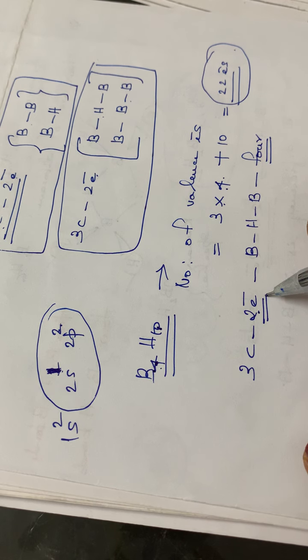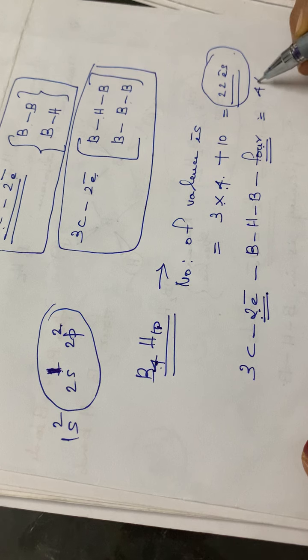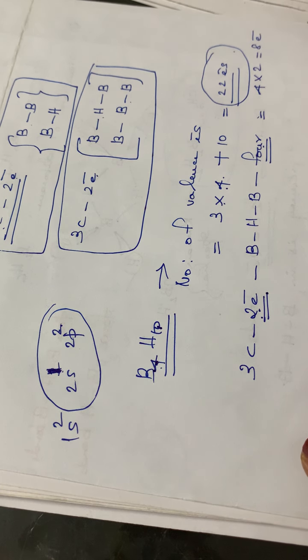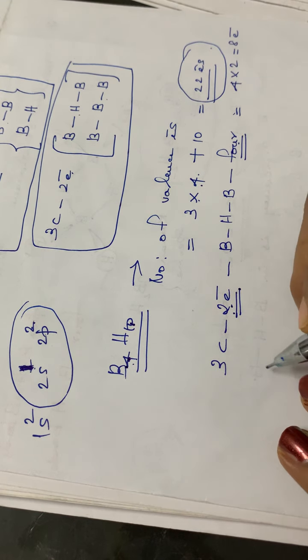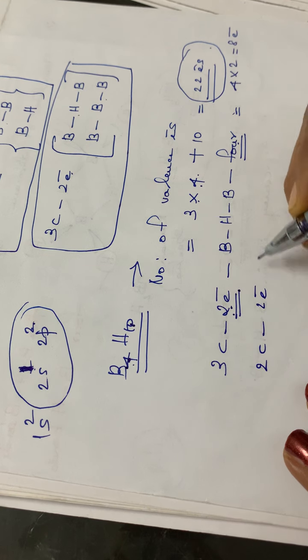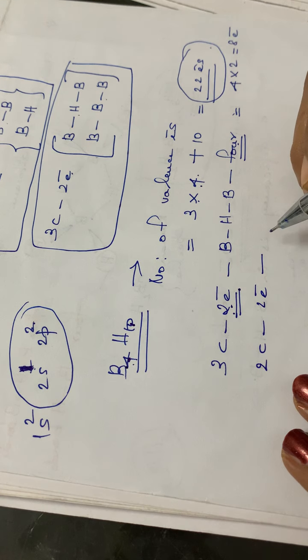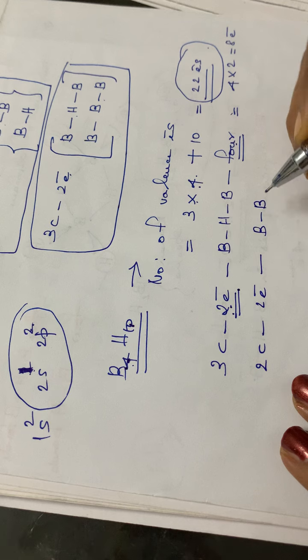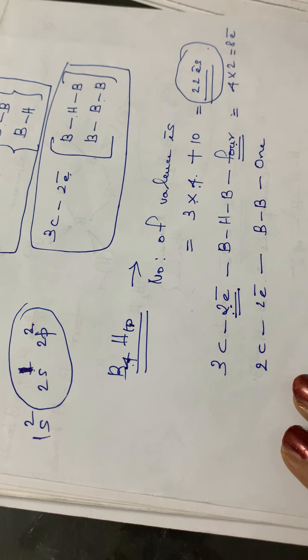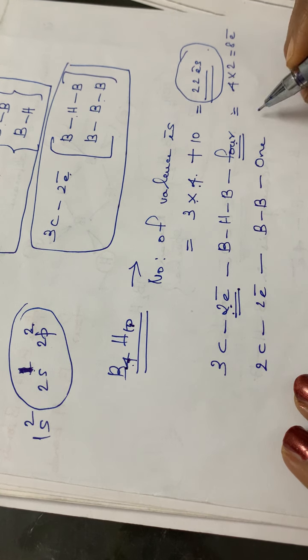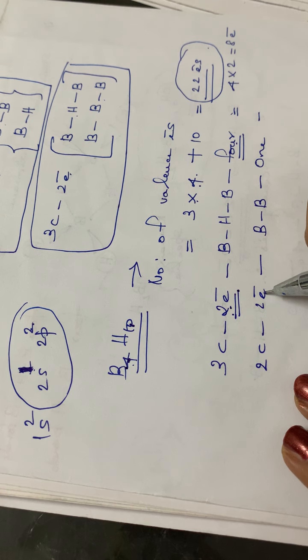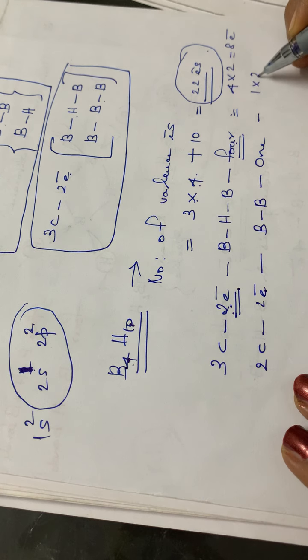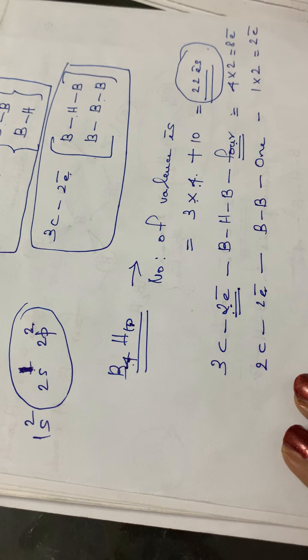1 BHB will be contributing 2 electrons. So 4 into 2, that is equal to 8, isn't it? So 4 into 2, 8 electrons. Then the next is how many 2 center 2 electron bonds are there? 2 center 2 electron bonds means here it has got BB and only one BB bond is there. One BB bond means it will be sharing 2 electrons. So 1 into 2, that is equal to 2 electrons.